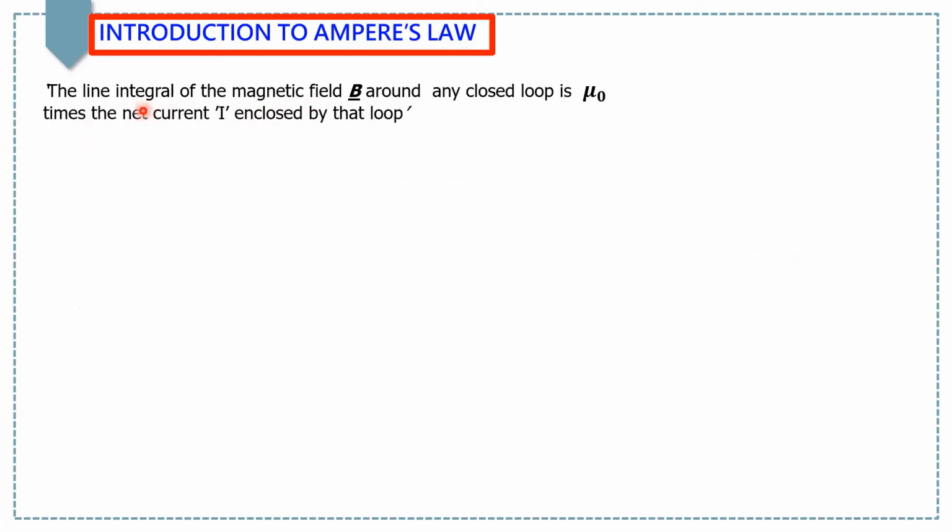According to Ampere's law, the line integral of the magnetic field around any closed loop is mu naught times the net current enclosed by that loop. Mathematically, we can write closed integral B dot dl is equal to mu naught I, where I is the current enclosed by the loop, dl is a segment of that loop, and B is the magnetic field around that closed loop.